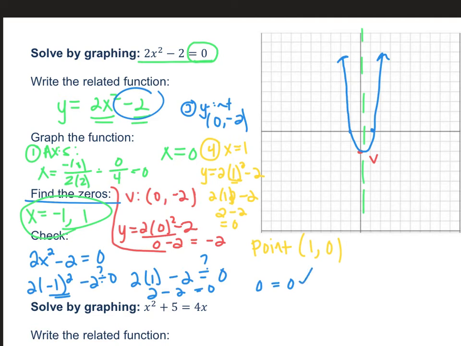Now let's plug in the positive 1 for that check. We'll do 2 times positive 1 squared minus 2. Does it equal 0?